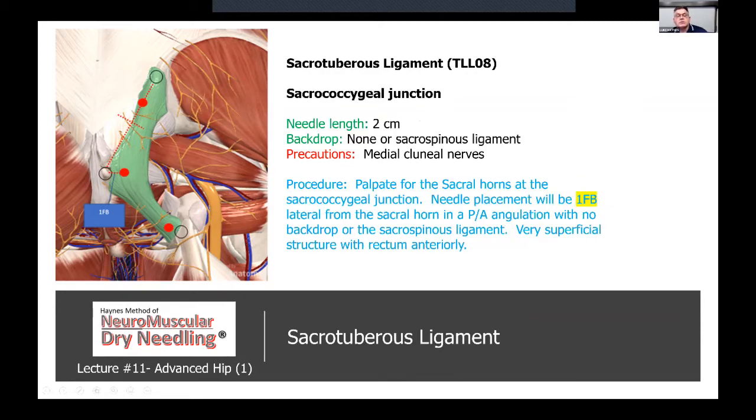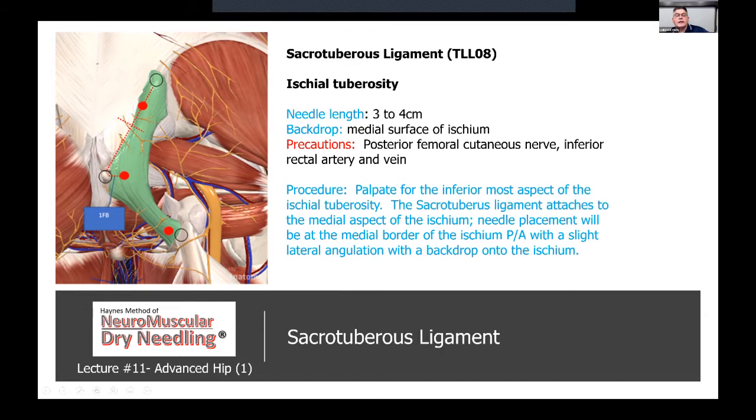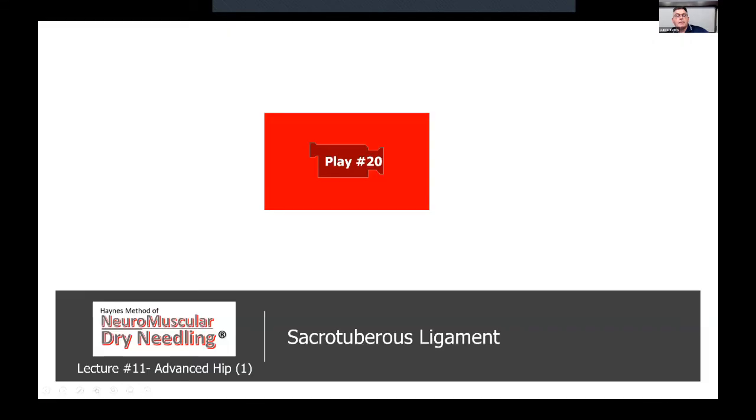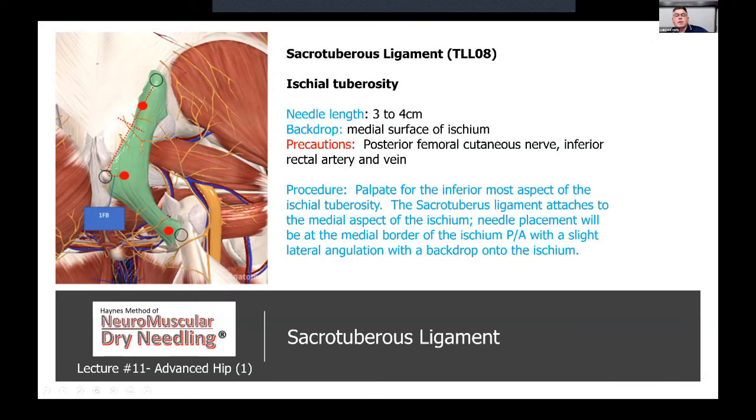On our sacrococcygeal junction, needle length will be 2 centimeters. There is no backdrop or the sacrospinous ligament right there. And then lastly, at the ischial tuberosity, we're aiming for the medial surface of the ischium, just the medial aspect. Being aware that the lateral to that is where we see the sciatic nerve. So we're going to catch either here or here at the sacrococcygeal junction, or just inferior to the PSIS.